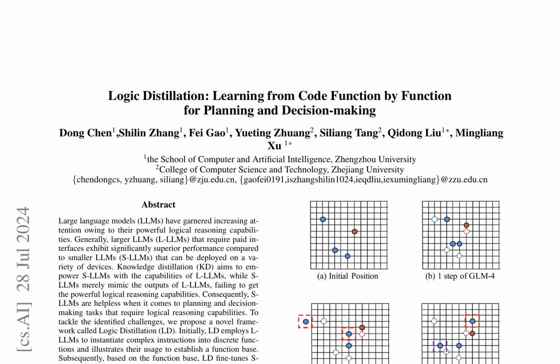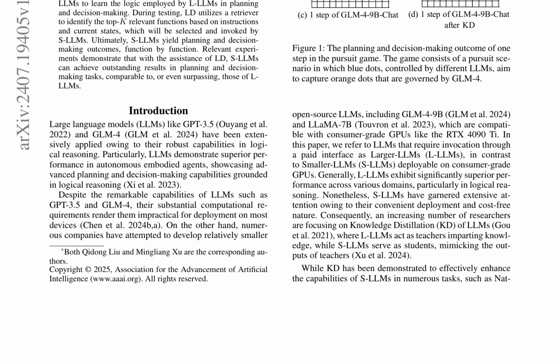This research paper proposes a novel framework called Logic Distillation (LD) to empower smaller language models, S-LLMs, with the planning and decision-making capabilities of larger language models, L-LLMs. L-LLMs exhibit superior performance in logical reasoning and planning tasks, but their large computational requirements make them impractical for deployment on most devices. S-LLMs, on the other hand, are more deployable but lack the capabilities of L-LLMs.